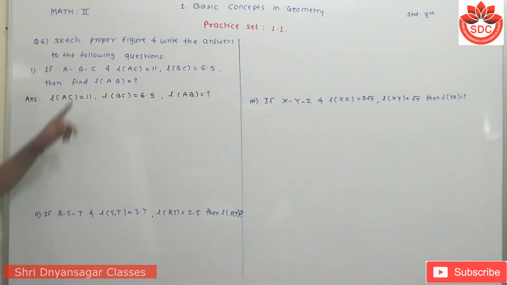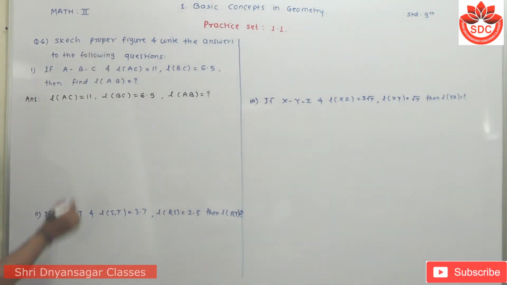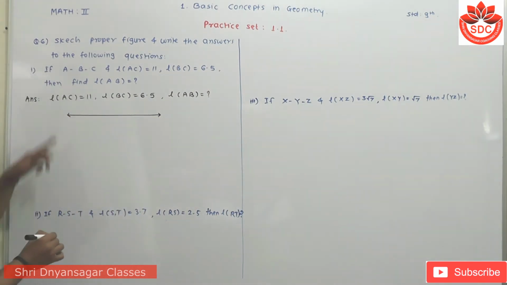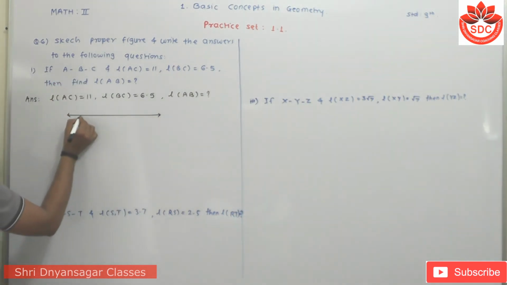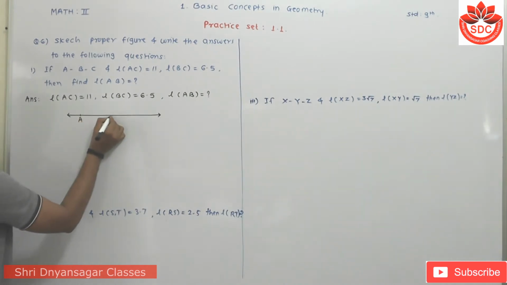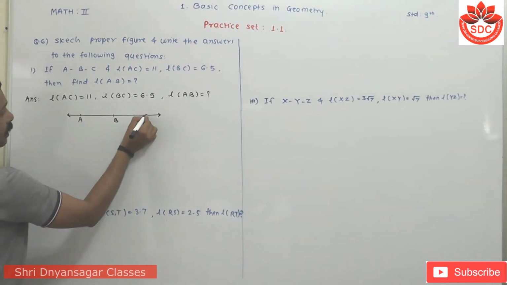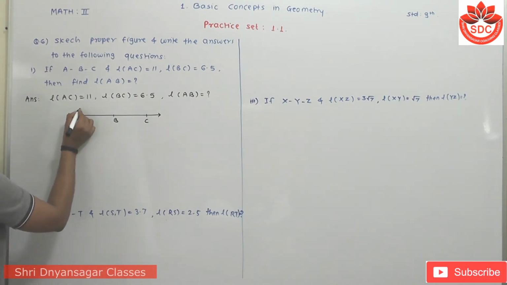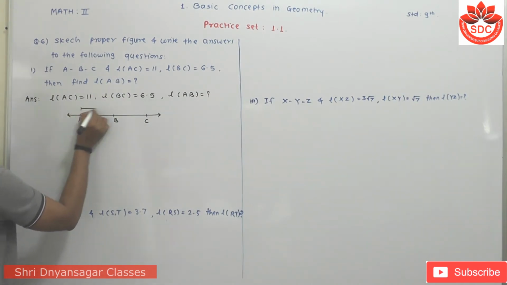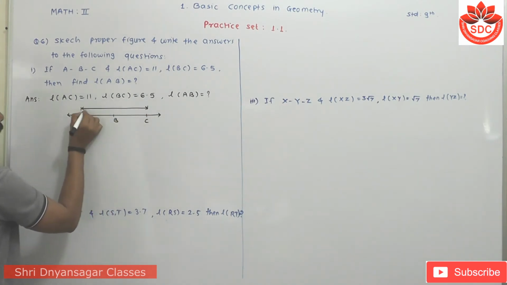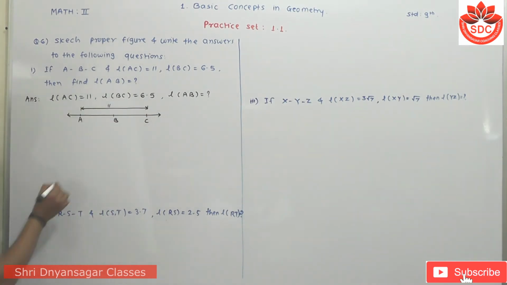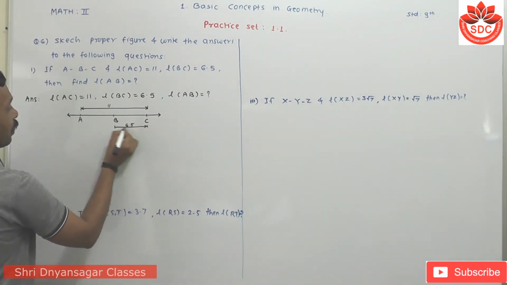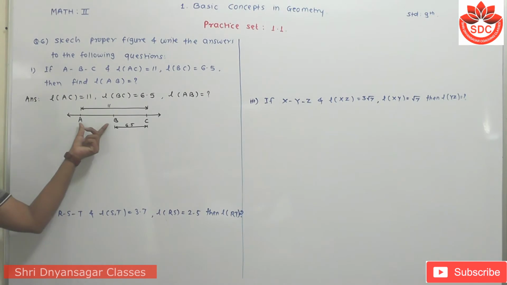The proper figure is that, sketch the proper figure. So the figure is, here B is in between A and C, so I have to take here, this is point A, this is B, and this is C. Here AC is given as 11. Then BC is 6.5. Then we have to find out length of AB.